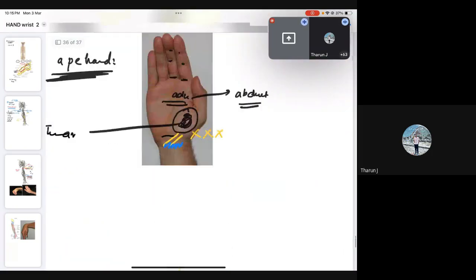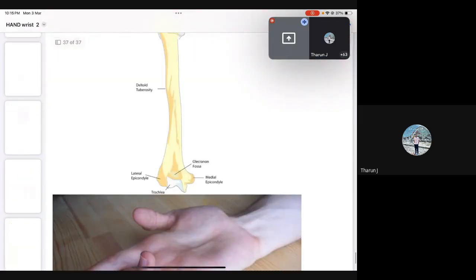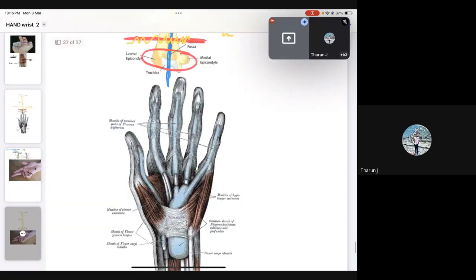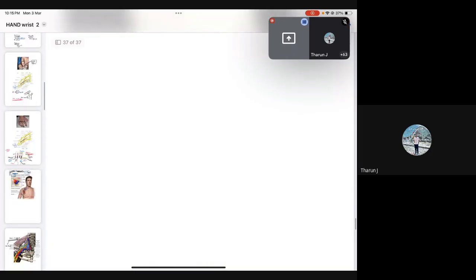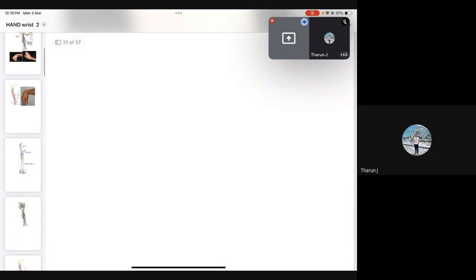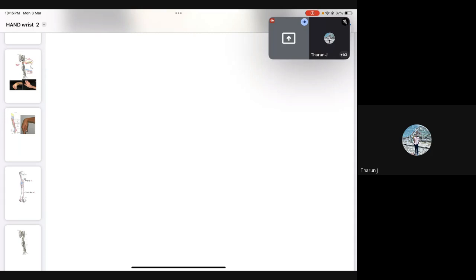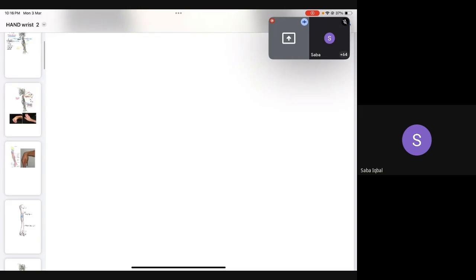Okay. So with this, we have ended our hand module and let's discuss our wrist. And tomorrow we are going to do lower limb, and right after lower limb, we will be doing some physiology and pathology. Are you guys able to understand? MSK is all about memorization, but I'm just trying my best to make sense out of that.